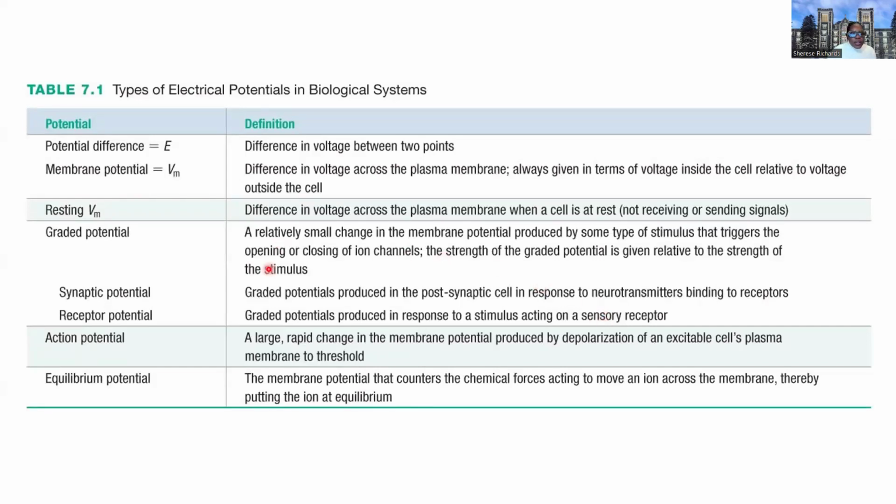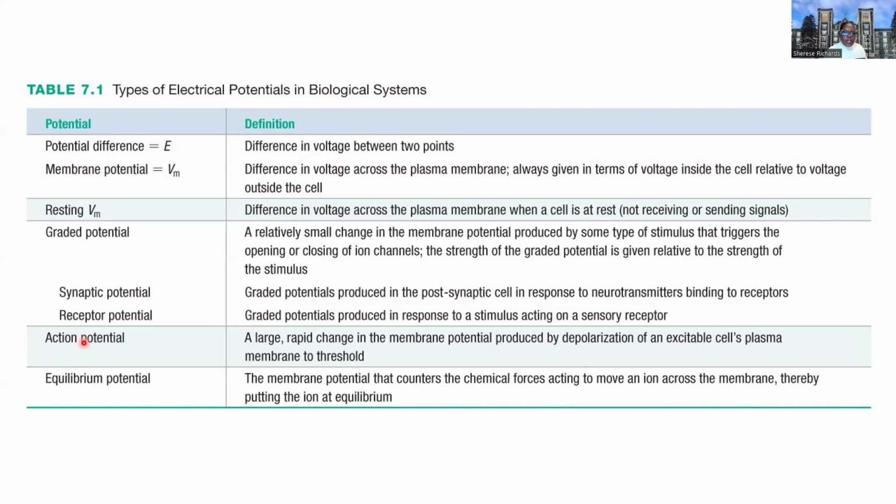Now, here are some helpful terms. We're going to talk about the potential difference, the membrane potential. We've already introduced this and we've described it and defined it. We're going to talk about the resting membrane potential, which is the membrane potential in a resting cell. And then we're going to talk about other types of potentials as well. Graded potentials, which are smaller, less important changes to the membrane potential. We're also going to talk about synaptic potentials, and then the most important one being the action potential.